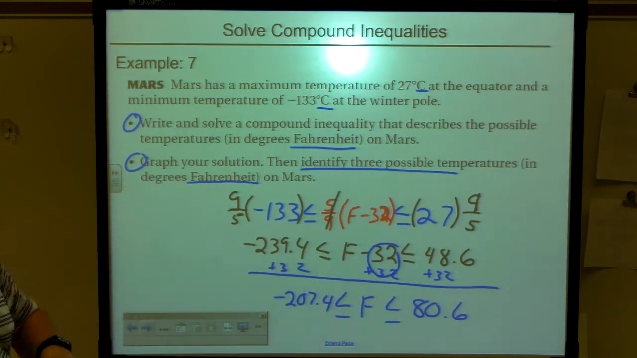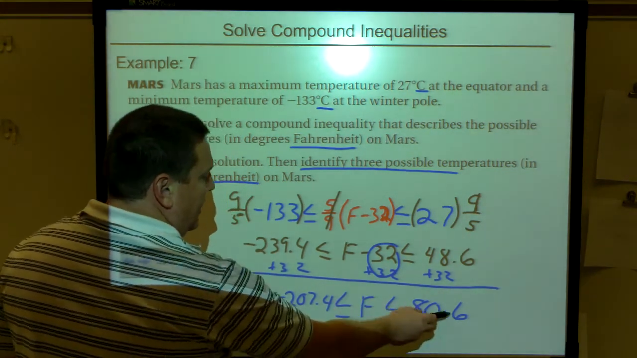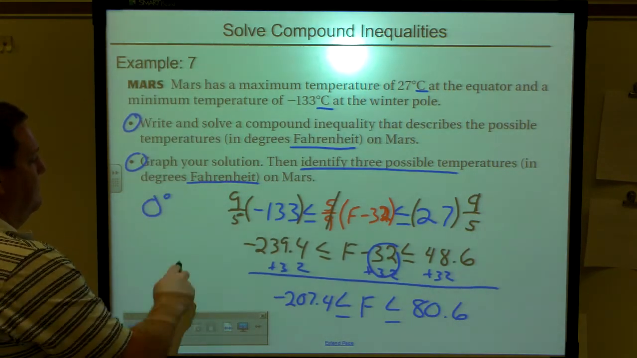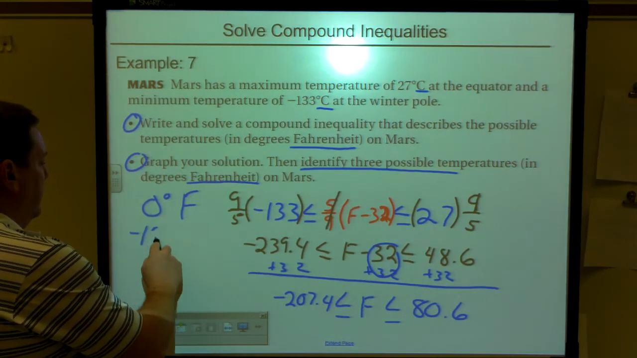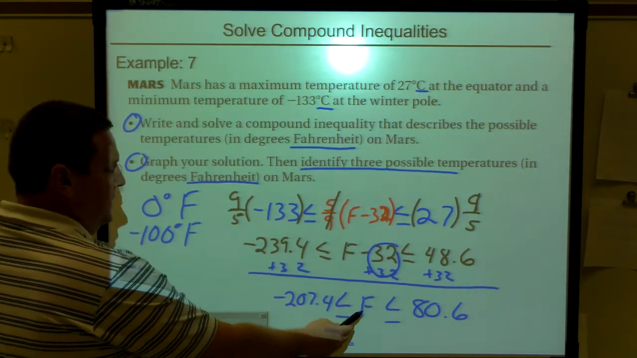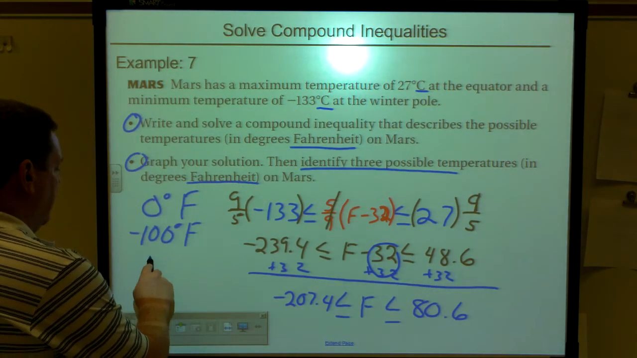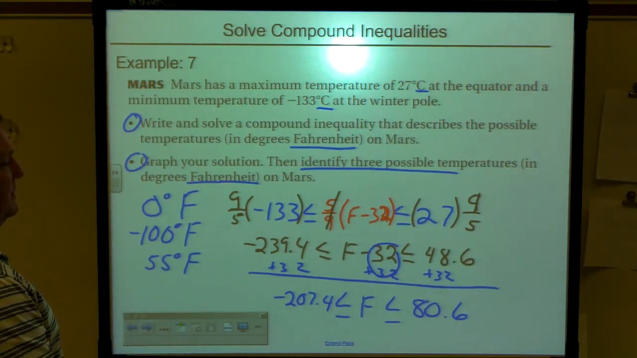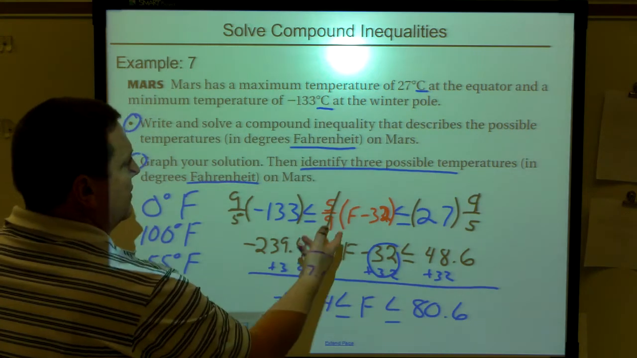They do want us to identify 3 possible temperatures. So any temperature that fits here within this range would be acceptable. So you could choose 0 degrees Fahrenheit, or you could choose negative 100 degrees Fahrenheit. That would fit here possibly. And let's go on the high side. Let's do 55 degrees Fahrenheit. So there's 3 possible temperatures on Mars, depending on how close you are to the pole or the equator.